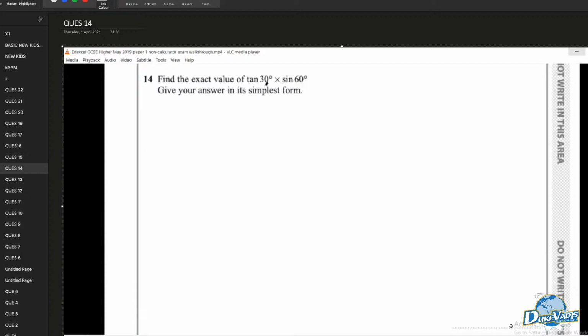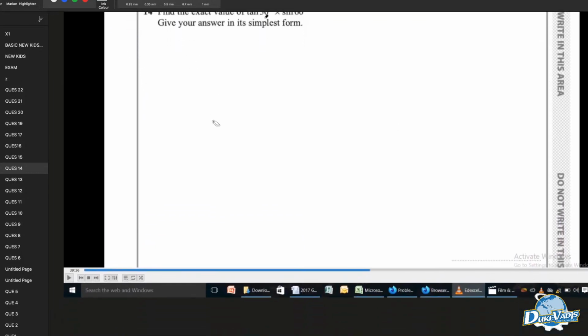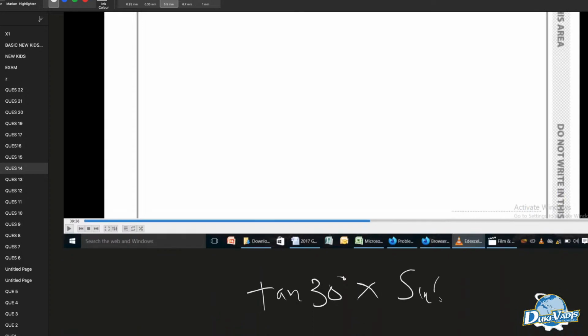Oh, friends, you know this. We've been doing this before over the years. Normally when you see such a question, what comes into your mind is something called SOH CAH TOA. Let me clean it out. So, SOH CAH TOA. And for this question, we are supposed to find tan 30 degrees multiplying sine 60 degrees.